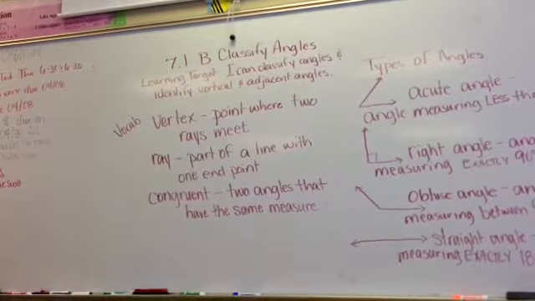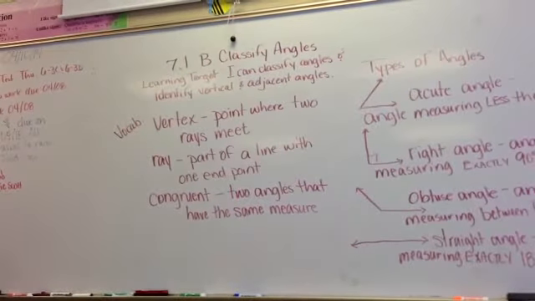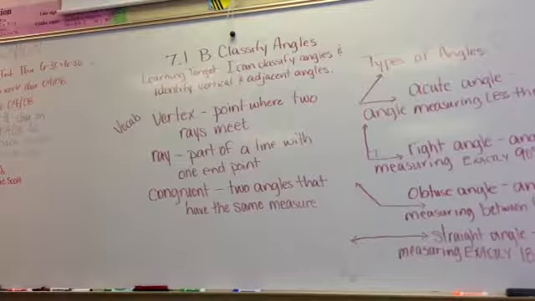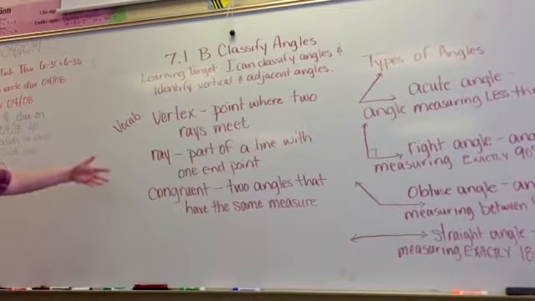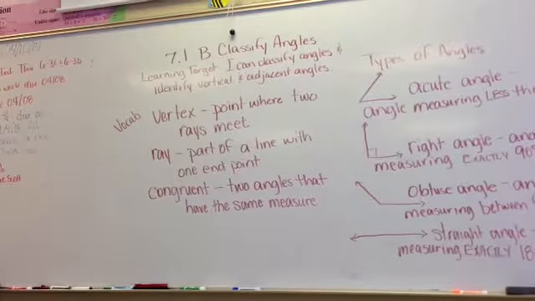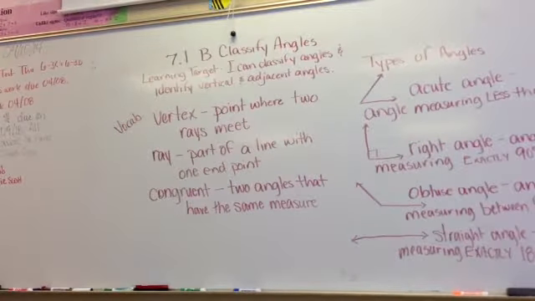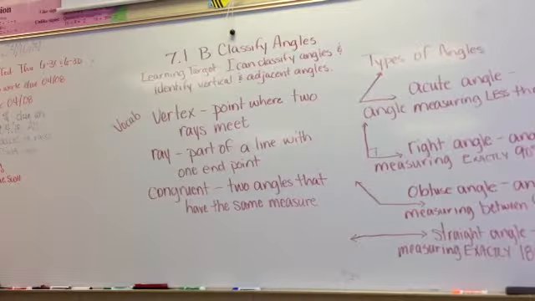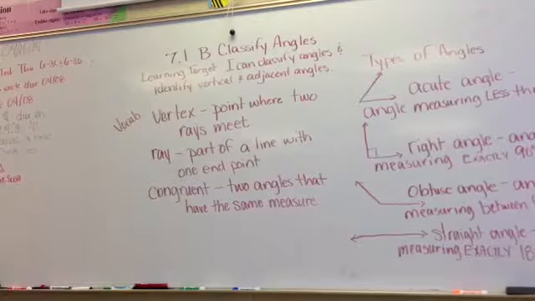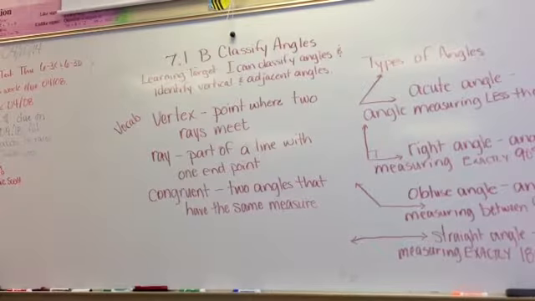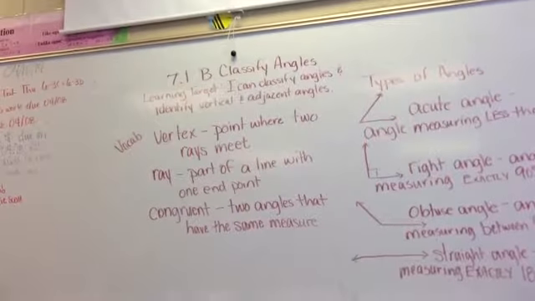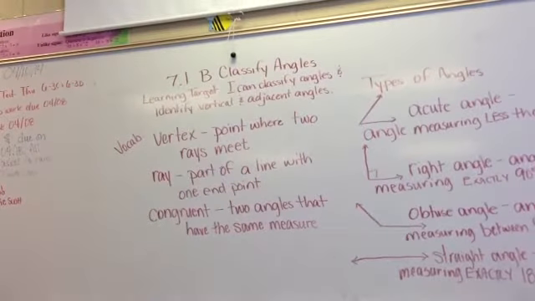Your first vocabulary term is vertex. A vertex is a point where two rays meet. Now this particular term was not in your textbook, but I felt like if you've got a ray in a definition, you need to know what a ray is. A ray is a part of a line with one end point. Congruent. We say that two angles are congruent if they have the same measure.